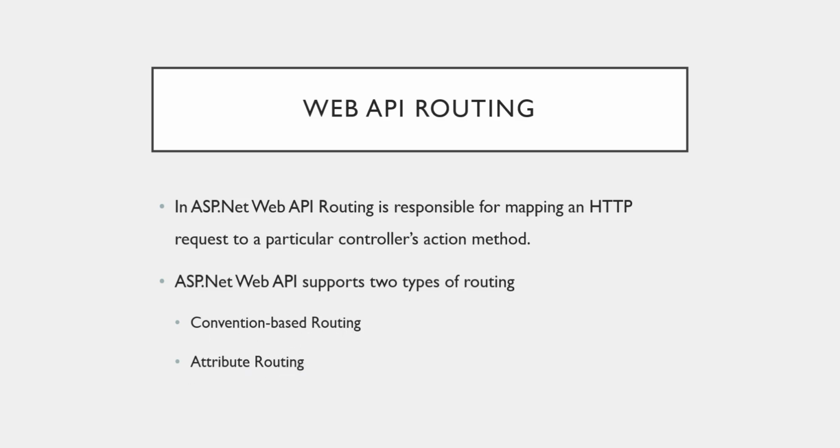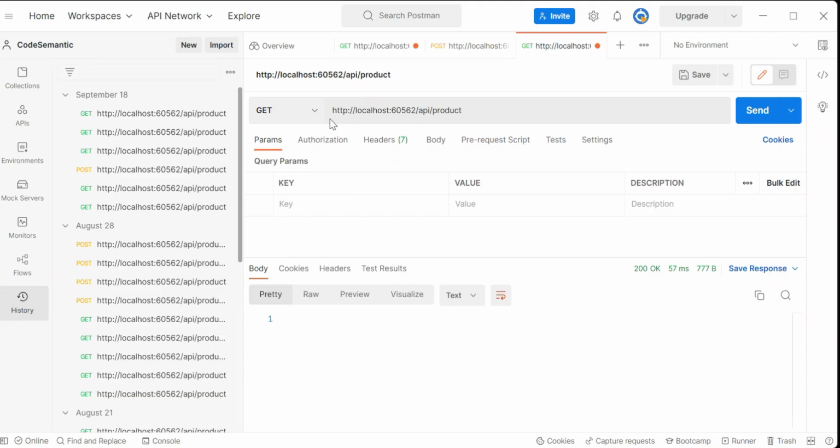Till now we have made lots of calls to our ASP.NET Web API controller's action method. To call that particular action method, we are following one specific URI pattern, and that URI pattern is mapped to our controller's action method. Let me show you in Postman. This is one of the URIs, or you can say one of the endpoints of our Web API.